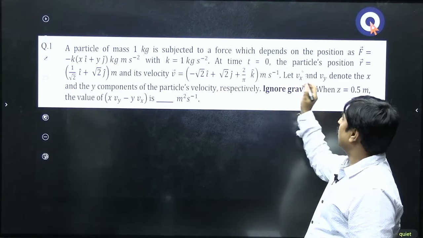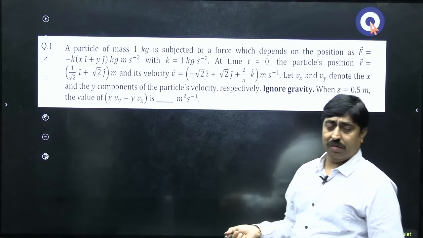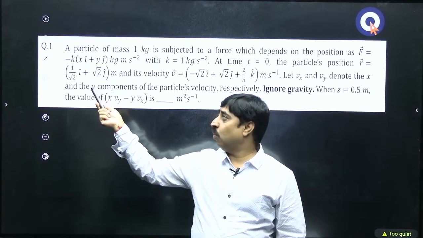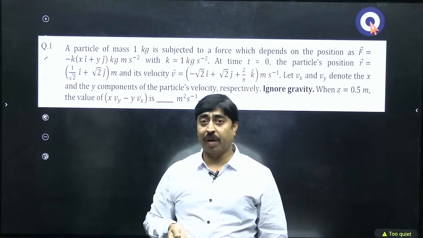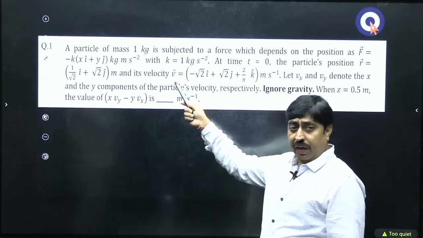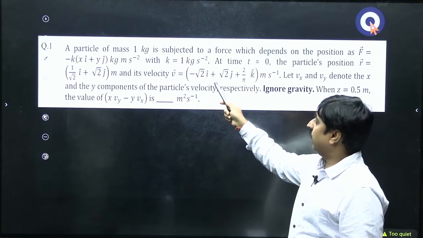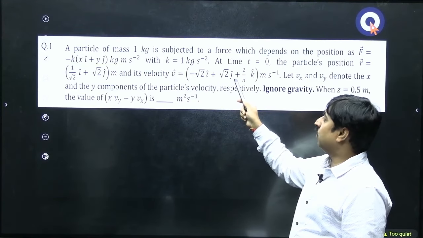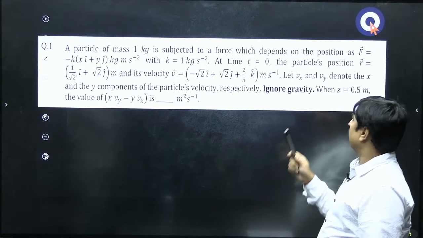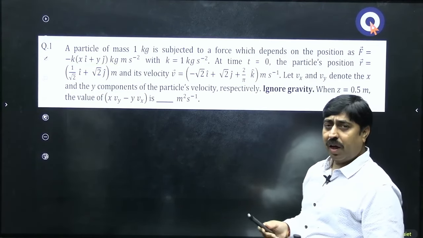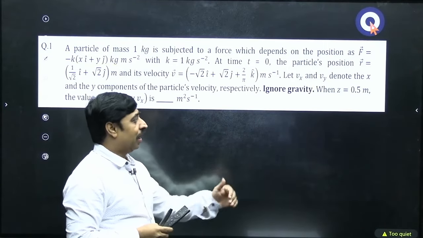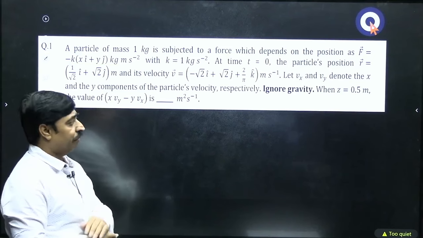At time t equal to 0, the particle's position is given. The initial position of the particle is 1 by root 2 i cap plus root 2 j cap meter. The position is in meters. And the initial velocity of the particle is also given. It is minus root 2 i cap plus root 2 j cap plus 2 by pi k cap meter per second. Vx and Vy are the x and y components of the velocity of the particle at some later time t, right?